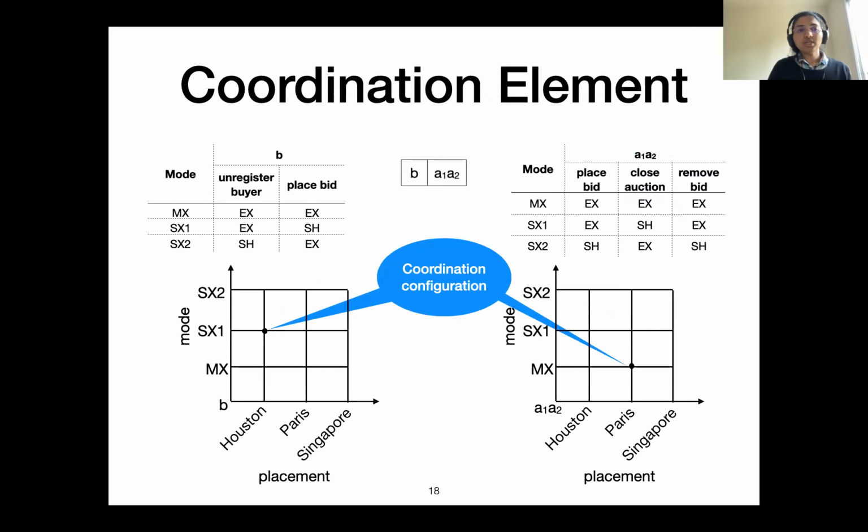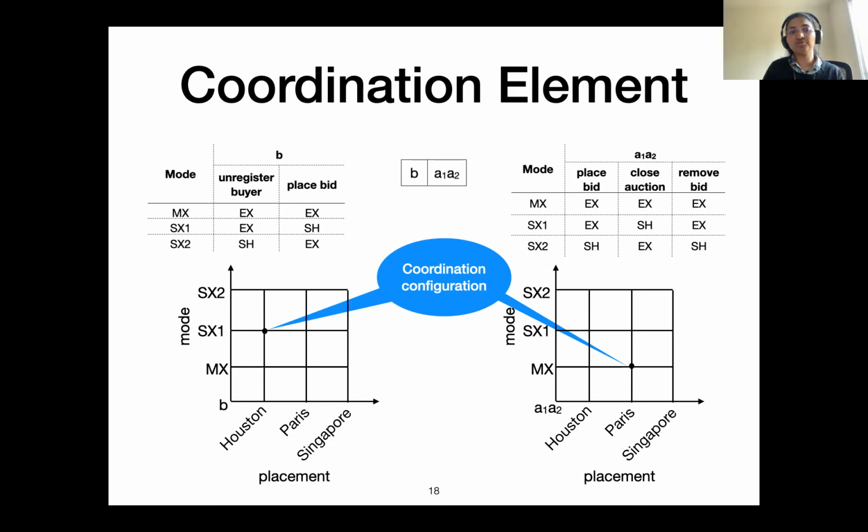So a coordination element, as I've shown here, actually consists of sub-elements, and in this case, two sub-elements. For each sub-element, we have to choose mode and placement, and we represent the mode and placement in 2 dimensions. For each sub-element, we can select the mode of locking, which is basically which operations get which mode, and also placement. There are different possible configurations for both mode and placement.